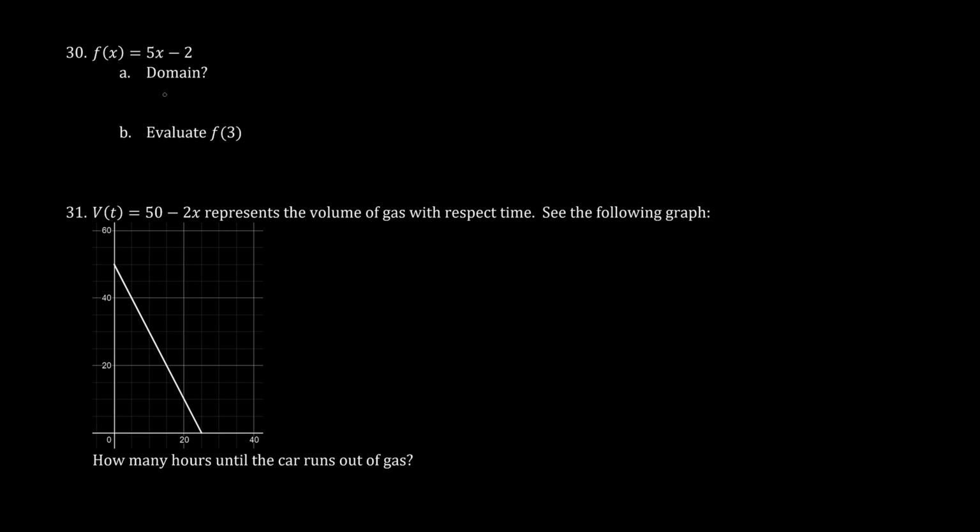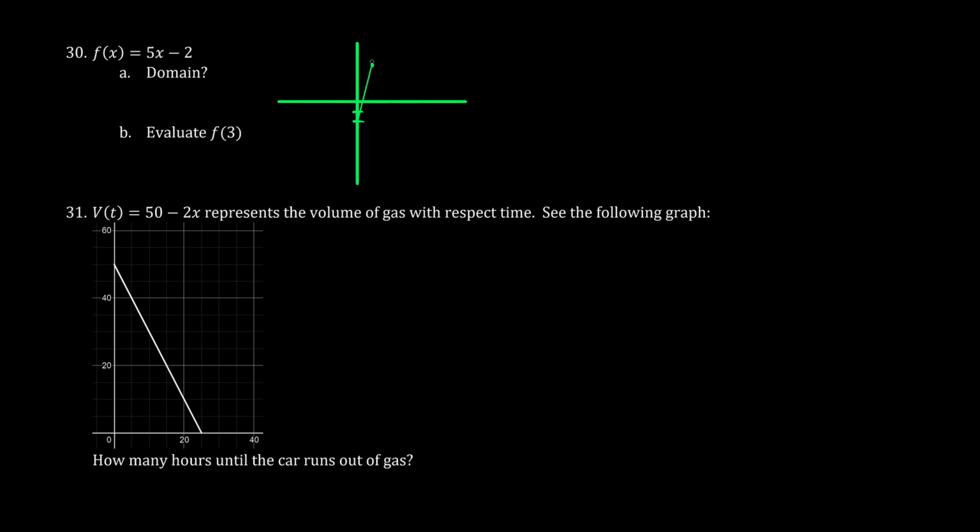Let's find the domain of f(x) = 5x - 2. This is your line equation, with a slope of 5 and a y-intercept of negative 2. What's the domain? We know how to sketch this line. Negative 2 means you go down here, and a slope of 5 means you go 5 up, 1 to the right. So it's quite steep.